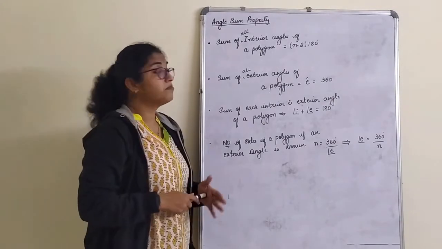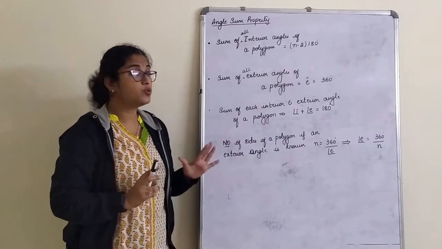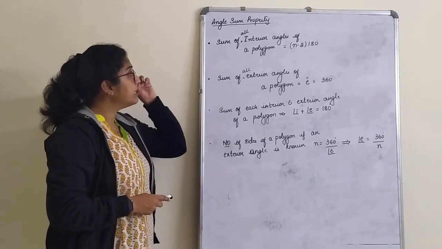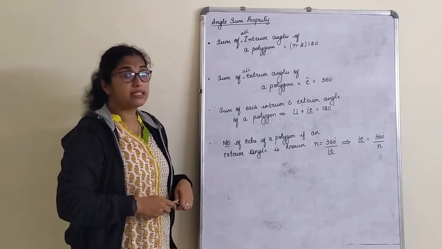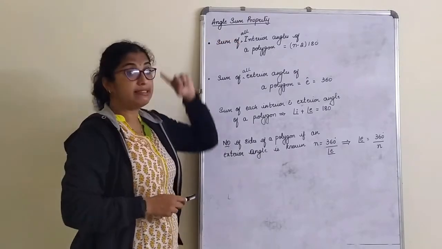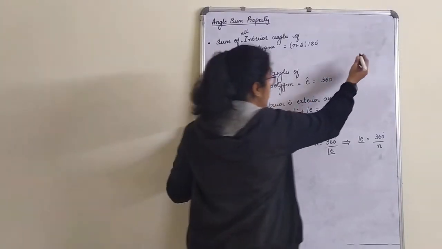So, these are some basic formulas that you have to know to solve the exercise in the given chapter. The sum of all interior angles of a polygon is given by (n minus 2) into 180. Sum of all interior angles. Okay, let me take a triangle now.